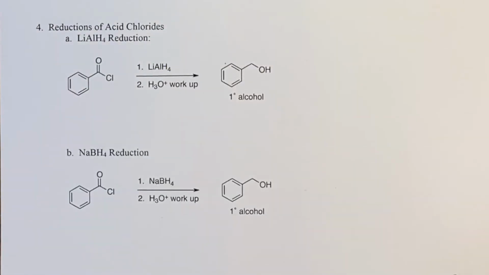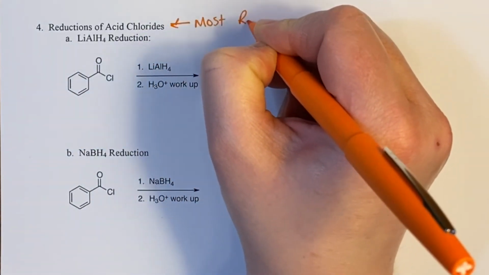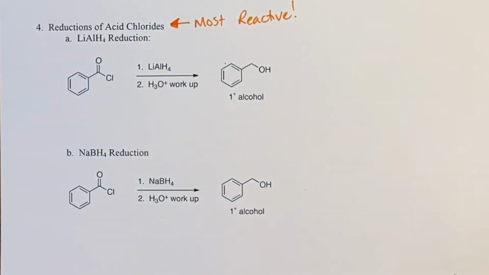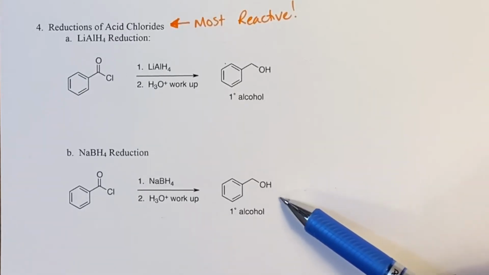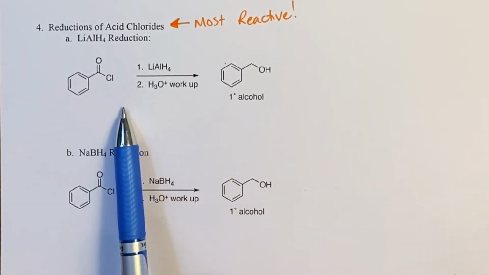The next functional group to talk about is acid chlorides. And what we know about acid chlorides is that these are our most reactive functional group. So these compounds sit at the top of our reactivity trend that we had for our carboxylic acid derivatives. That means that our most reactive reducing agent of lithium aluminum hydride will certainly react with my acid chloride, but this is also where I see the introduction of my weaker reducing agent, sodium borohydride. So let's start first with the lithium aluminum hydride.